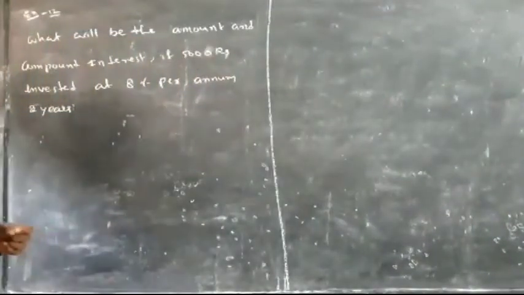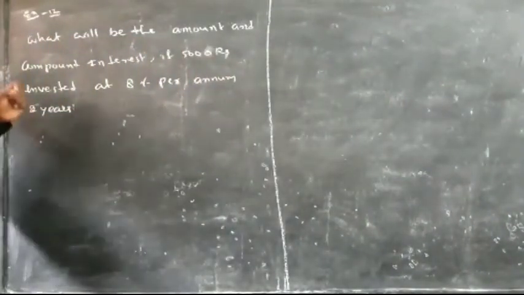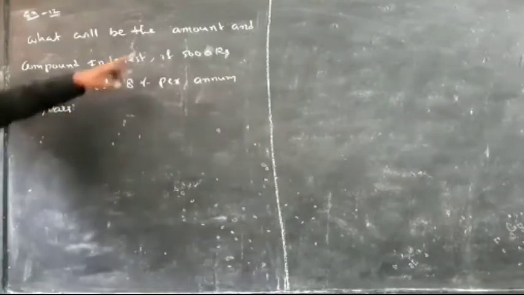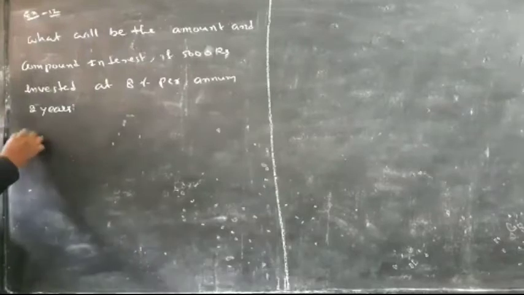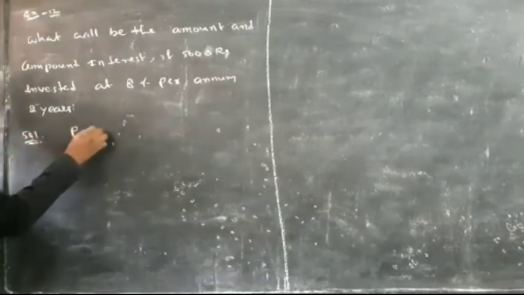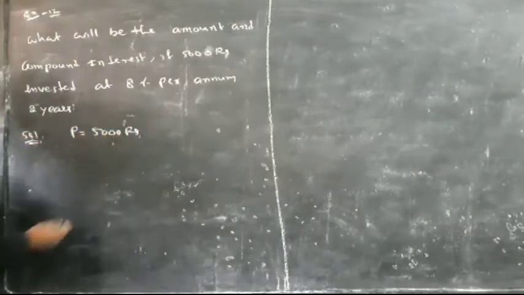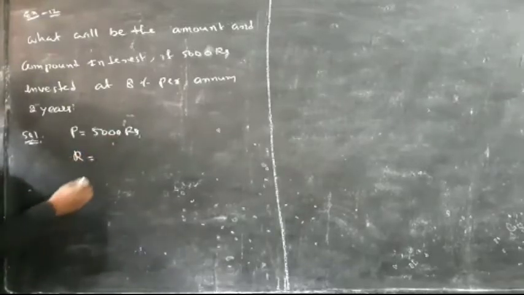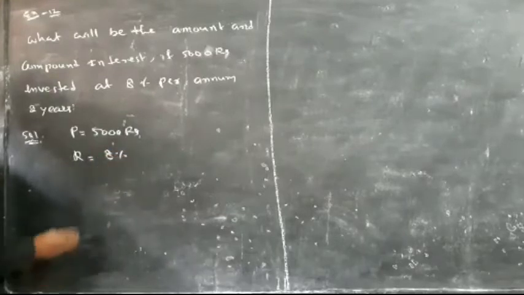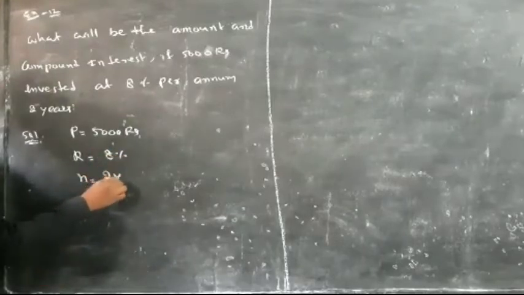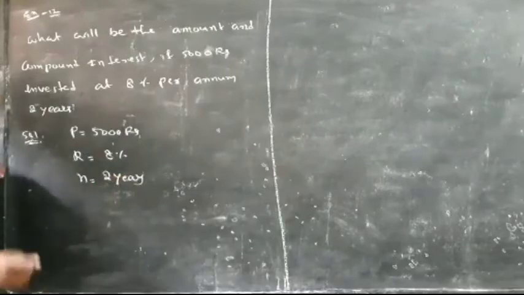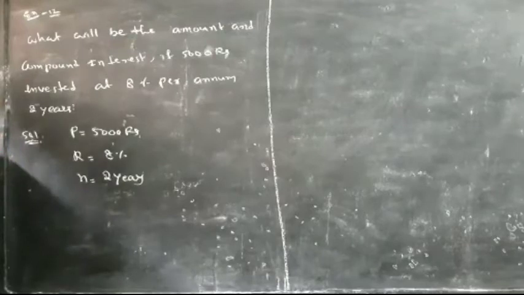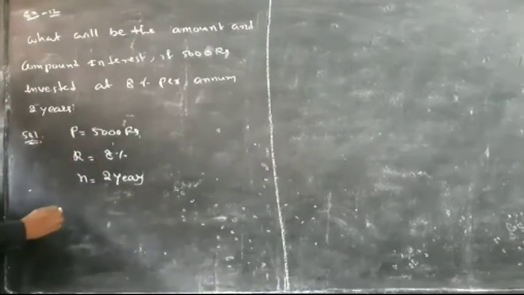Here is a question: what will be the amount and the compound interest if 5,000 rupees, that 5,000 rupees is nothing but the principal amount. What is the principal amount here? 5,000 rupees. And R is nothing but the rate of interest. How much is it? 8%. And n is the time duration, that is nothing but 2 years. Now you have to find the amount gained after 2 years and also the compound interest you have to find.